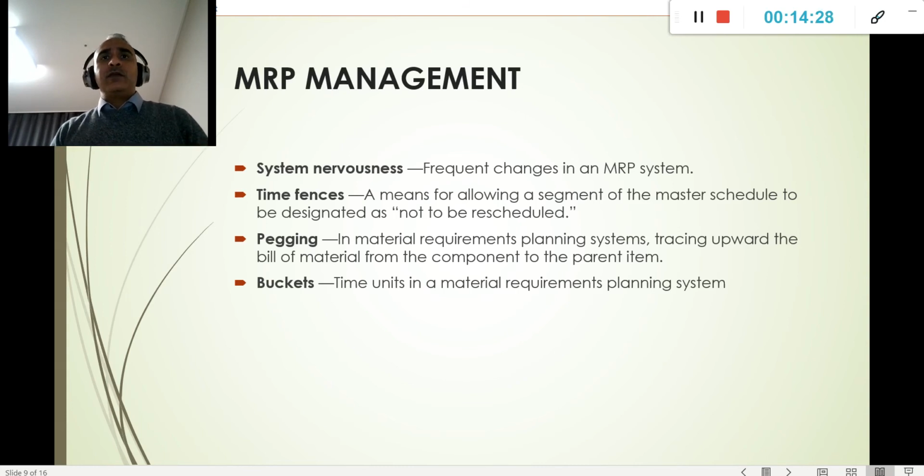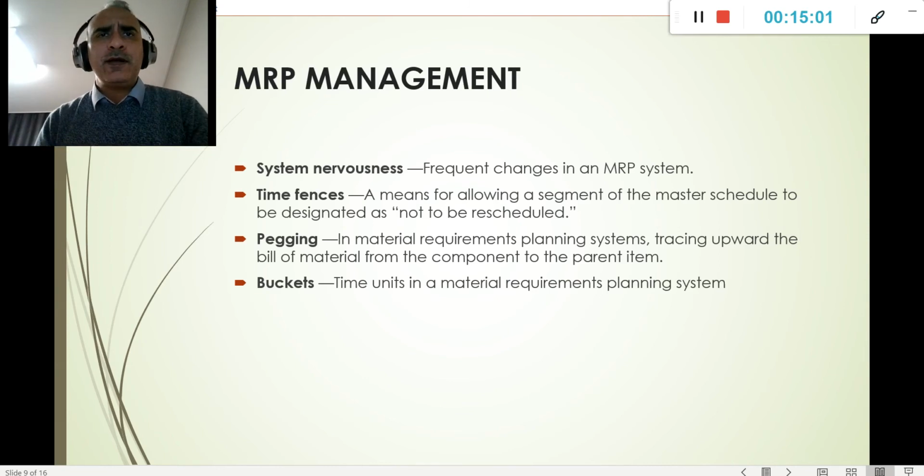Then we have the pegging. When we are producing a whole component, we understand that there are modules of it. So we need to understand if one module needs to be finished first and then comes the other one. That also comes with the pegging, which is tracing the upward bill of material of the component. So for this one, do we already have all the materials? When is it going to be produced? Once it is finished, then we can start to produce the next one. Okay. And then we have the buckets, which are time units in a material requirement planning system. In this case, we measure just the time, right? Simple as that.